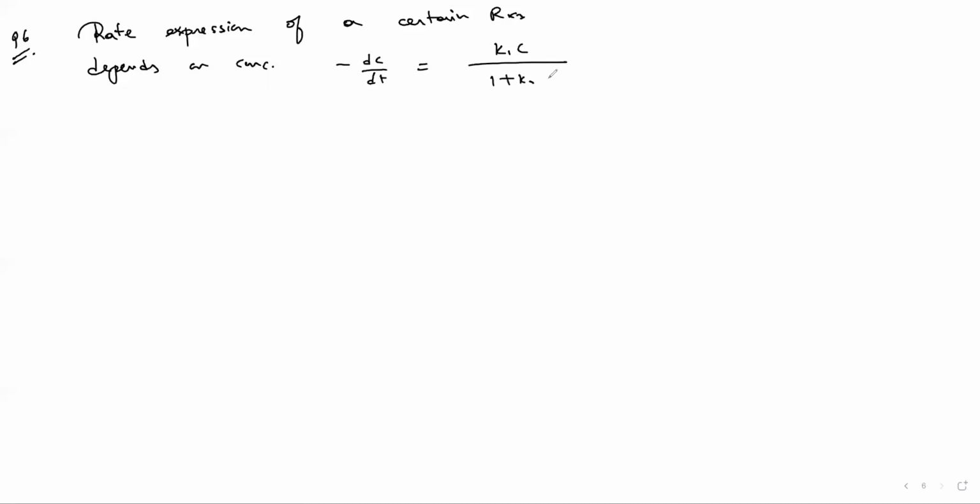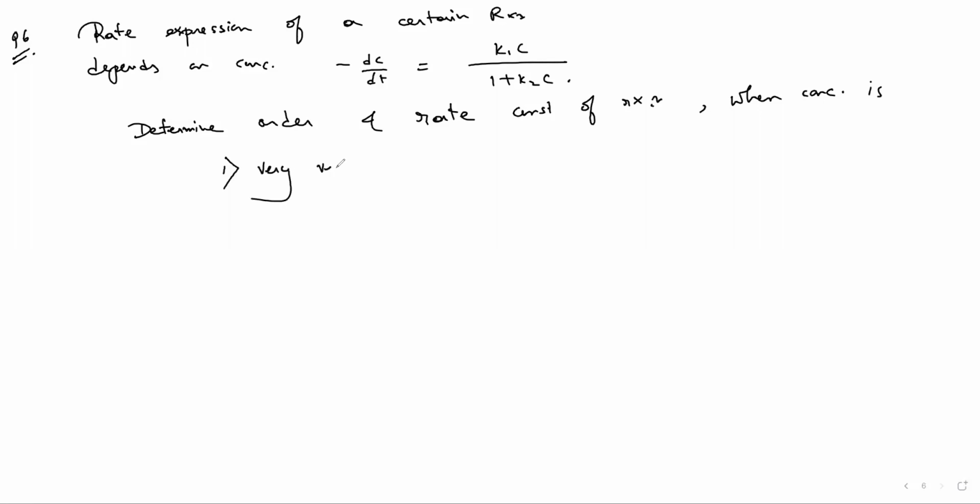Okay. Now, different types of questions. Question number 6: the rate expression of a certain reaction depends on concentration, and minus dC by dt equals k1 C over 1 plus k2 C. Now determine the order and rate constant of the reaction when concentration is very, very low, and very, very high. Solve this one quickly.